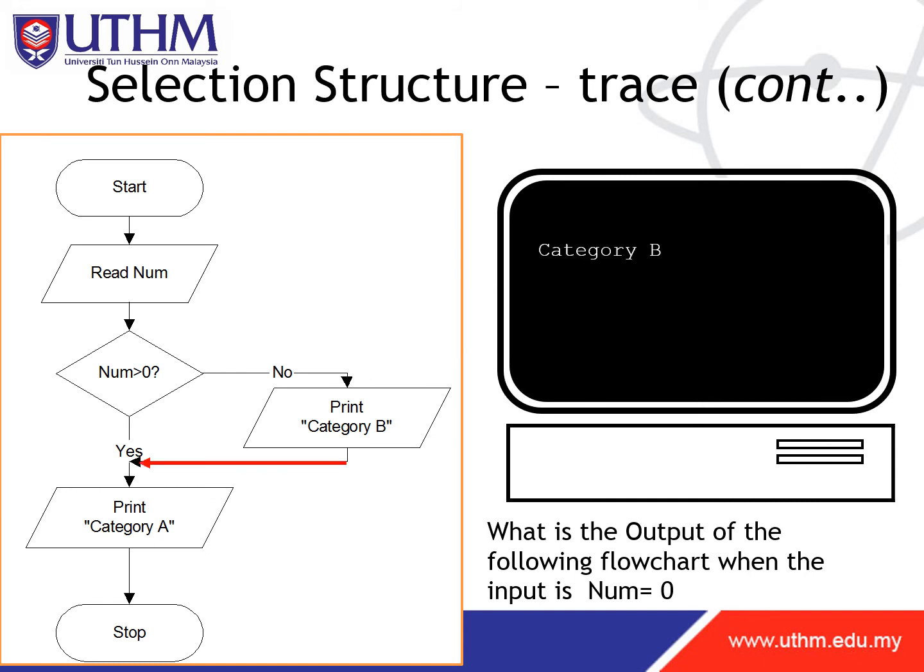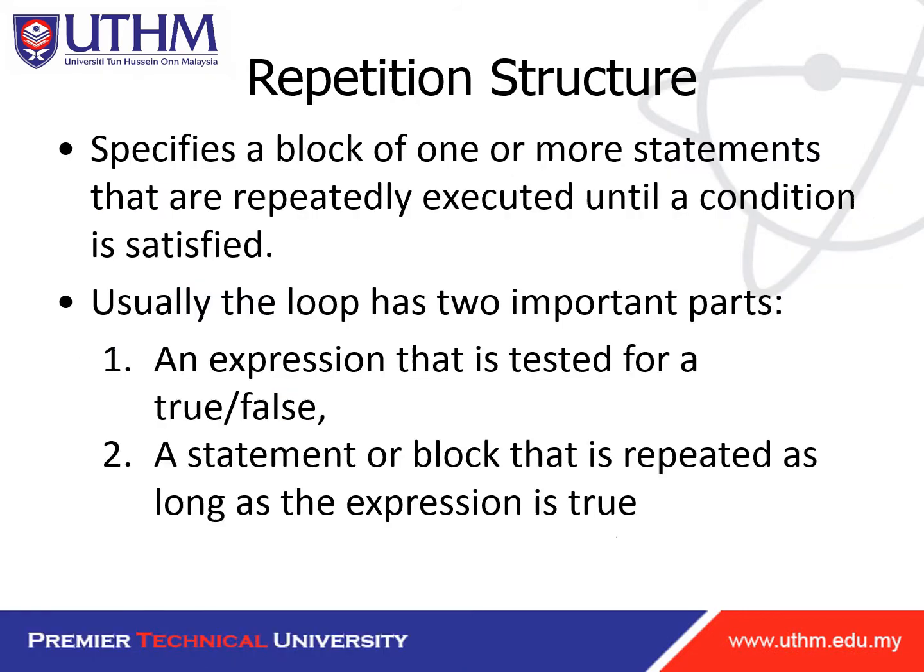So you will print category B. However, after category B, you will go back to print category A. Okay, so you will also print category A and then stop. Means the program ends. So make sure you need to know how to trace the selection structure.